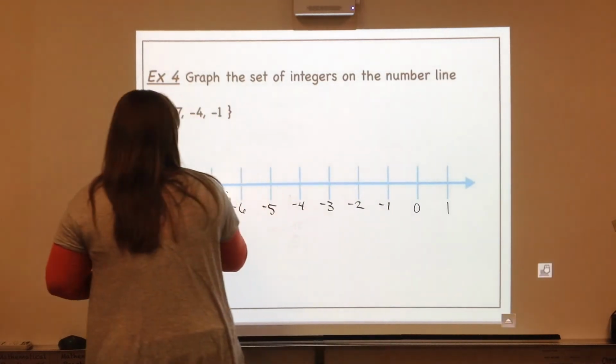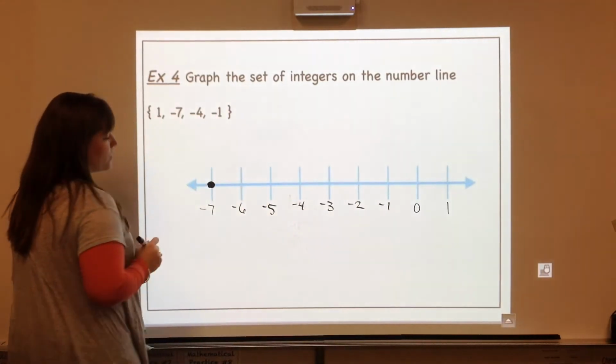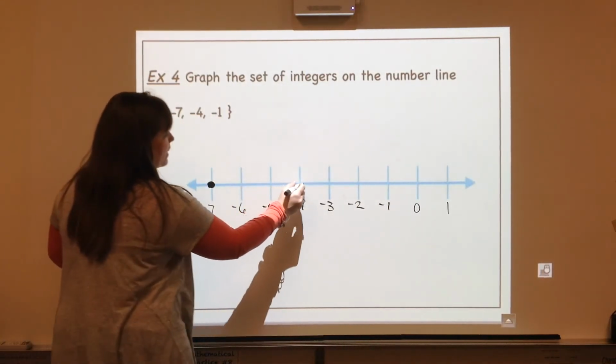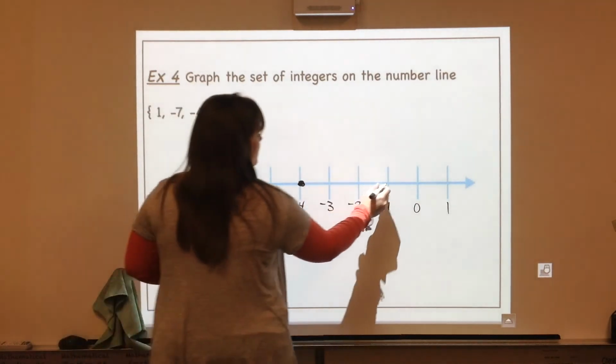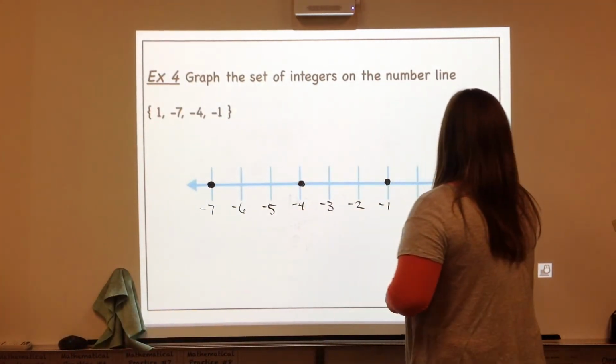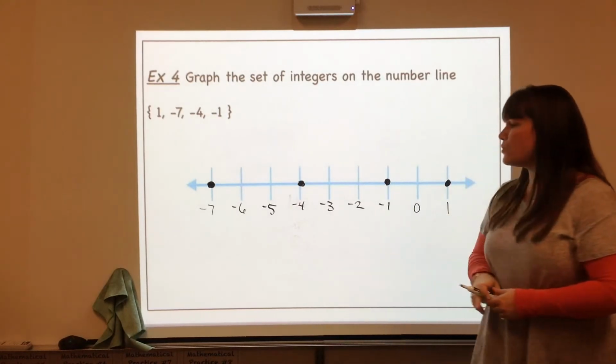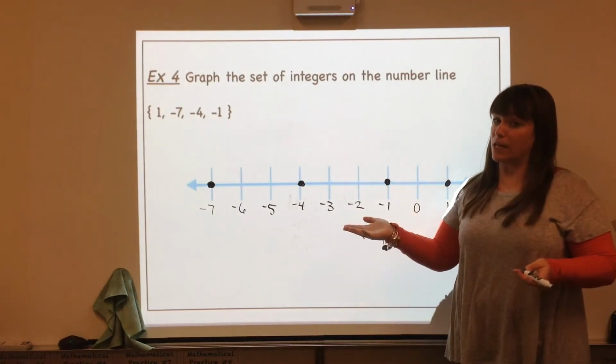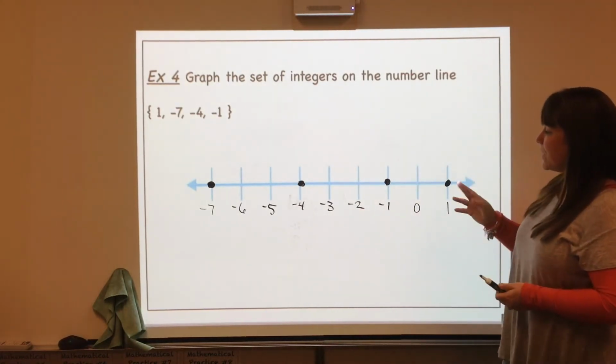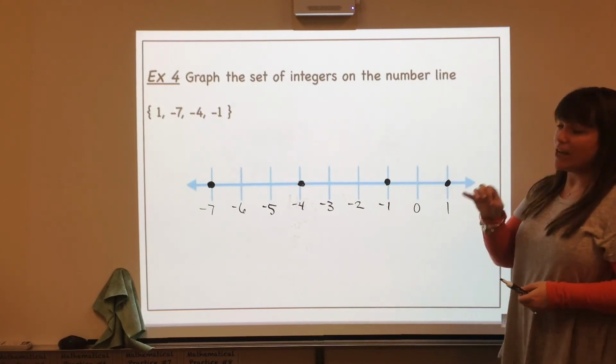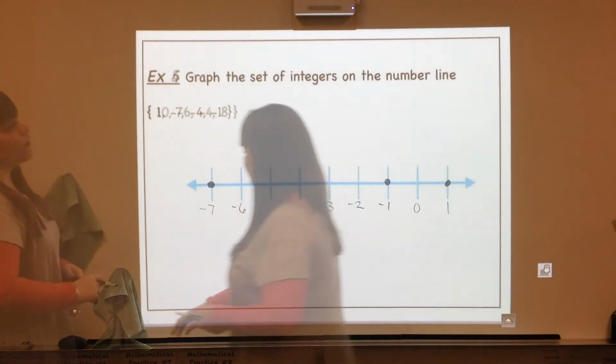So -7, we're going to have a dot right at the intersection, just like before, and at -4, -1, and +1. So the hardest part is setting up the numbers, in my opinion, and making sure that you are specific and exact when you're putting your dots on.